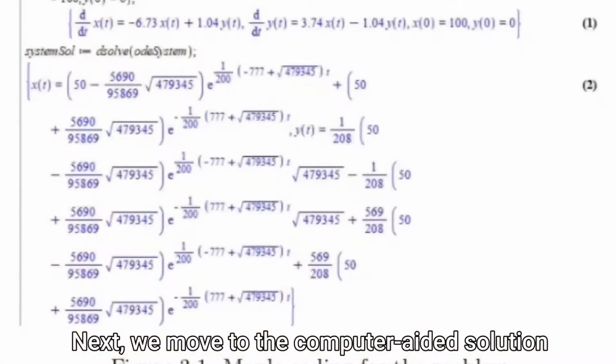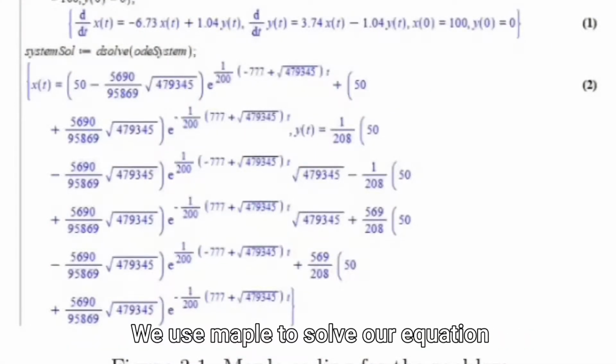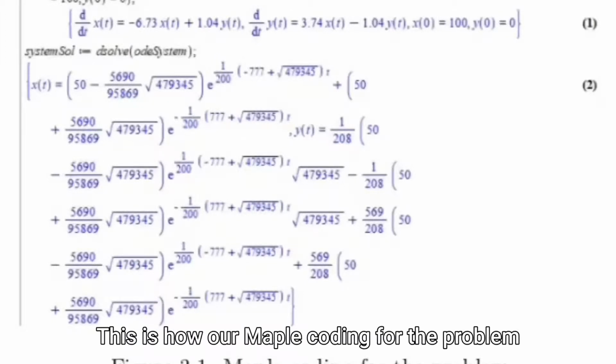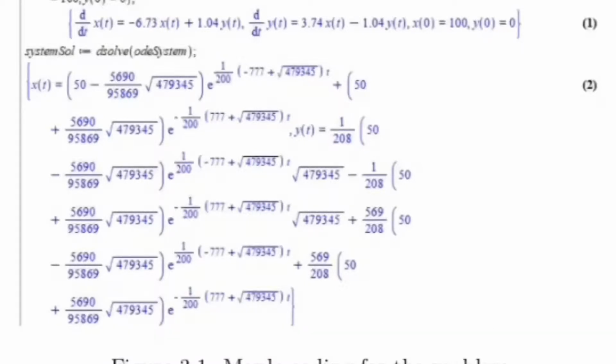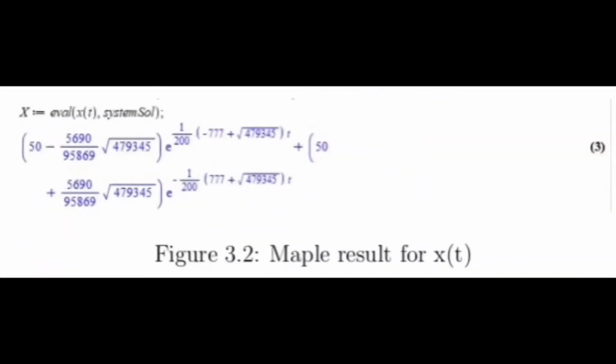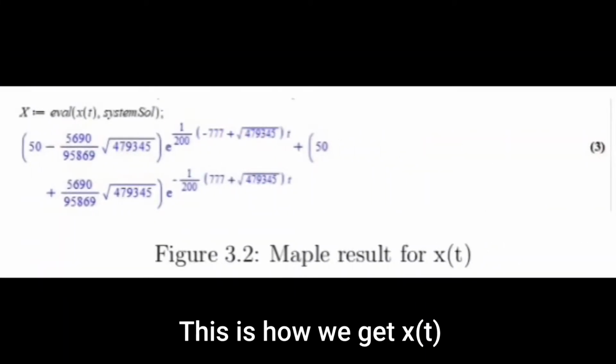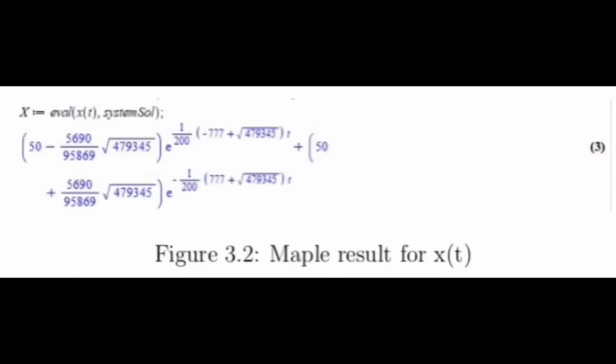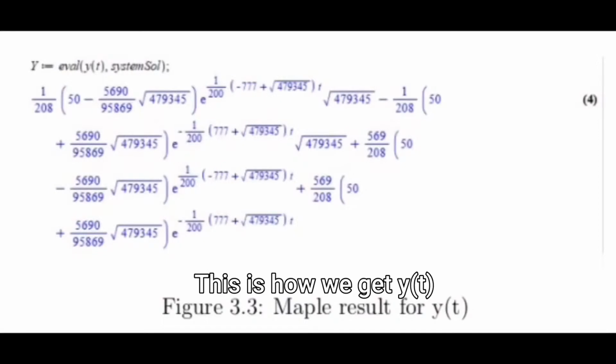Next, we move to the computer aided solution. We use Maple to solve our equation. This is our Maple coding for the problem. This is how we get x with respect to t, and this is how we get y with respect to t.